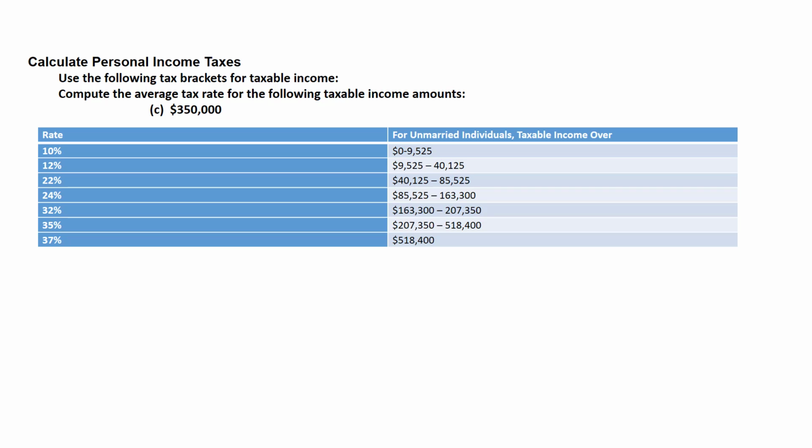All right, this person made $350,000. So we're going to walk through the brackets. We used all of the money in the first bracket. We used all of the money in the second bracket. Did we make more than $85,525? Yes, we did. So we're going to use all of the money in that bracket.